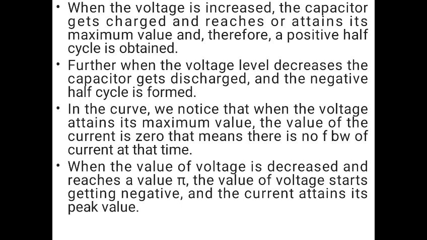And here, when the voltage is increased, the capacitor gets charged and reaches its maximum value and a positive half cycle is obtained. Further, when the voltage level decreases, the capacitor gets discharged and a negative half cycle is formed. In the curve, we notice that when the voltage attains its maximum value, the value of current is 0. That means there is no flow of current at that time. When the voltage decreases and reaches a value of π, then the voltage starts going negative and the current will attain its peak value.